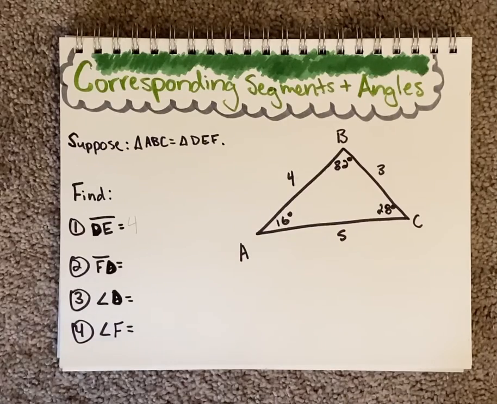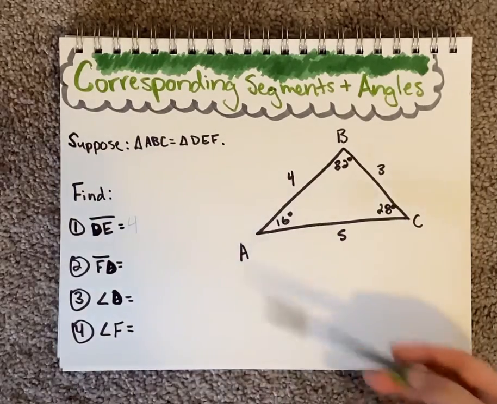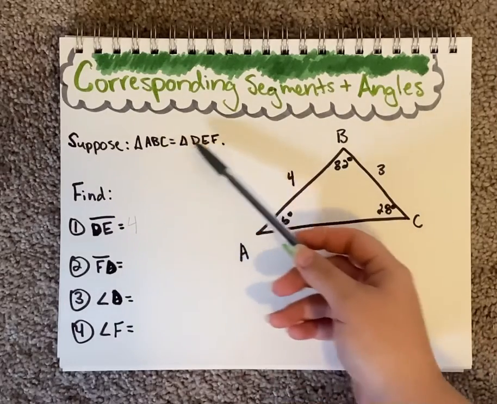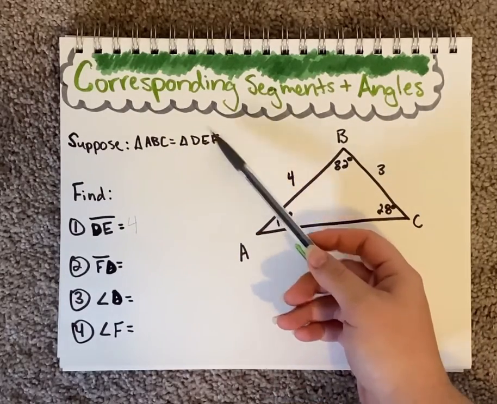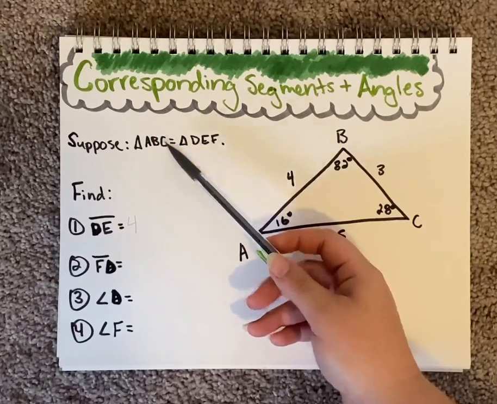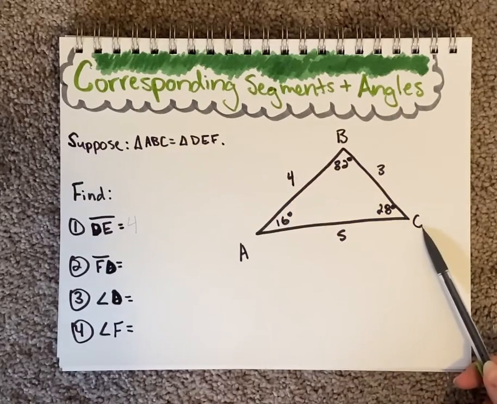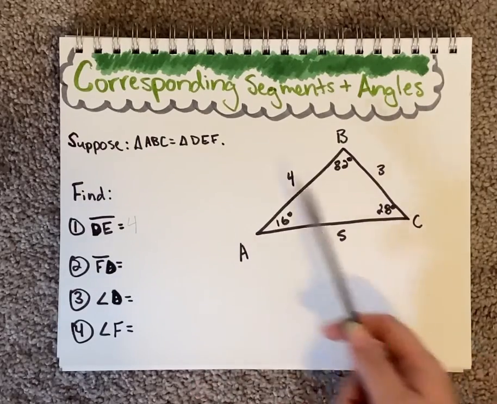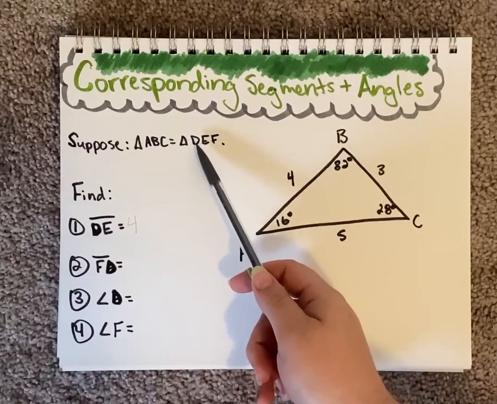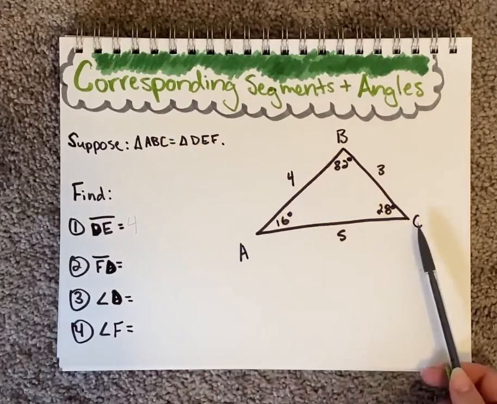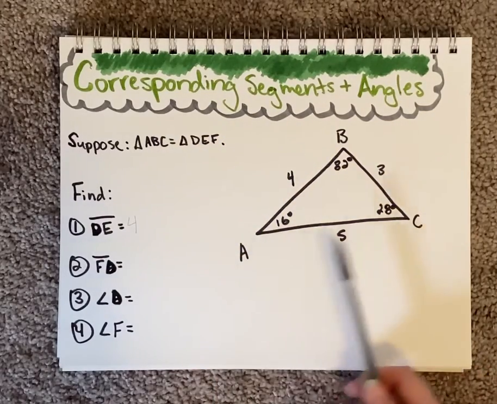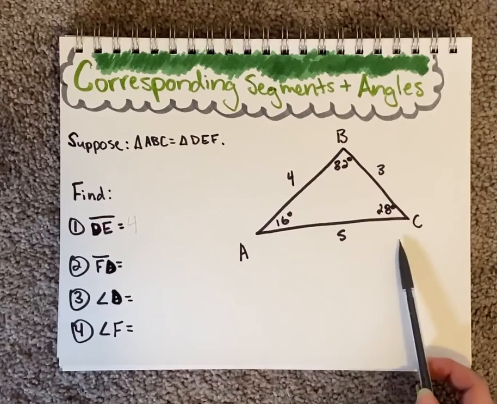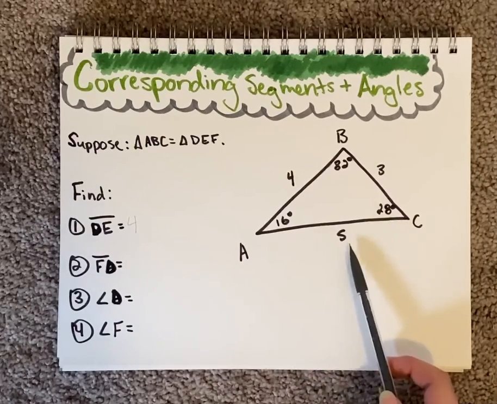Now we want to try to find number 2, line segment FD. Again, we want to go down here and look at our congruent triangles. F is going to be equal to angle C. So F would be here. Now we have line segment F to D. So we're going to go from F to D, and angle D is equal to angle A. So we're going from F to D, C to A. So our length of line segment F to D would be 5.